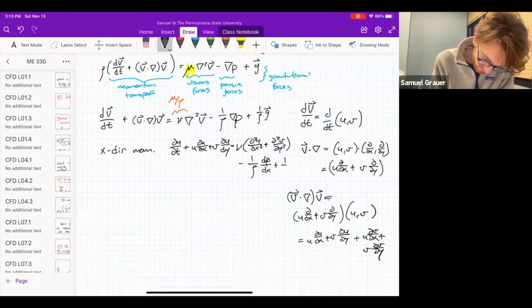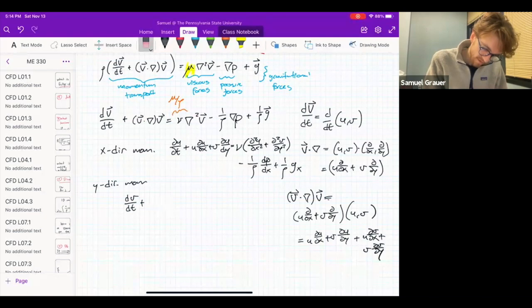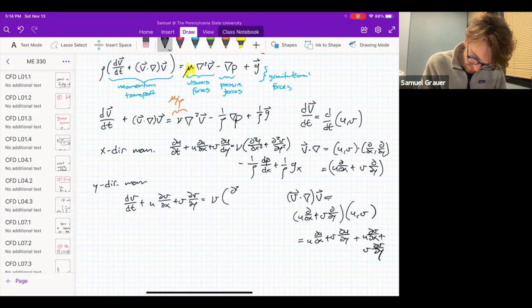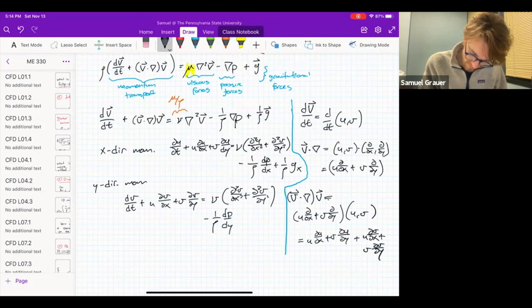And you have quite a similar expression for y direction momentum. I'll just write it out quickly for you. So you have dv dt plus u di v di x plus v di v di y is equal to nu di squared v di x squared plus di squared v di y squared. And then we're going to subtract, let me just make a clear division here between these two things, we're going to subtract 1 over rho dp dy and add 1 over rho gy. So here, of course, we have g vector is equal to the gx and gy components.